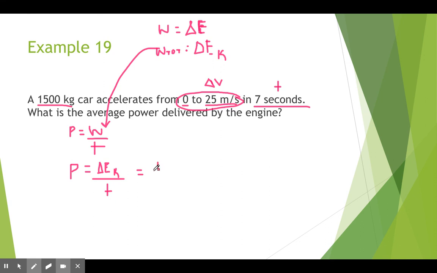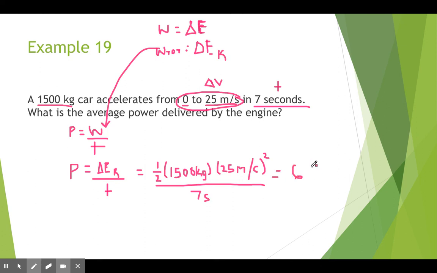So we're going to have 1/2 the mass, which is 1,500 kilograms, times the change in the velocity squared. Okay, in this case, it's 25 meters per second squared. Divided by the time, which is 7 seconds. We get 66,964 watts.